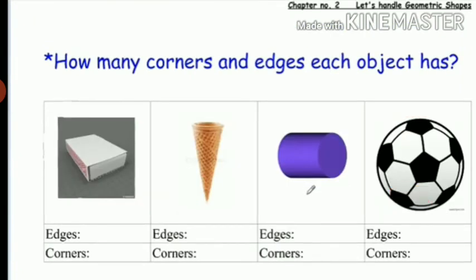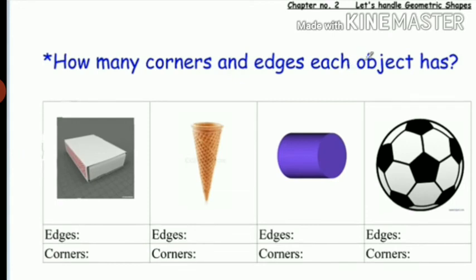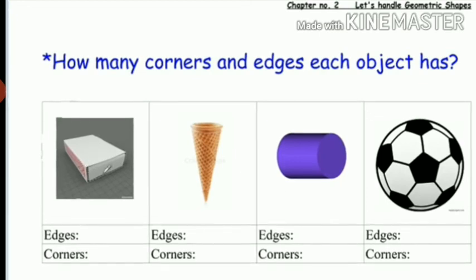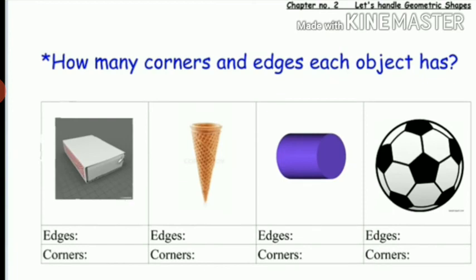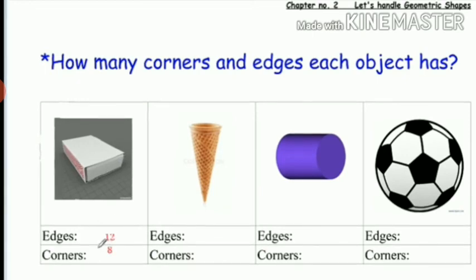Now how many corners and edges does each object have? You have to find. First one is the matchbox, and we have to find the edges of this matchbox. The matchbox has a cuboid shape. So let's count edges. Do you remember? A cuboid has 12 edges and 8 corners. Very good.